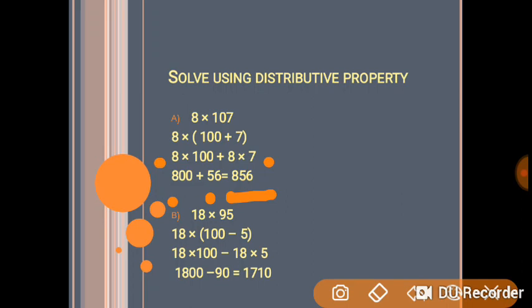In the next question, you have to multiply 18 by 95. 95 can be written as 100 minus 5. So first you will multiply 18 by 100, then you will multiply 18 by 5 having a minus sign in between them. So 18 into 100 is 1800 minus 90, that is 18 into 5. And when you subtract them, you will get the answer as 1710.